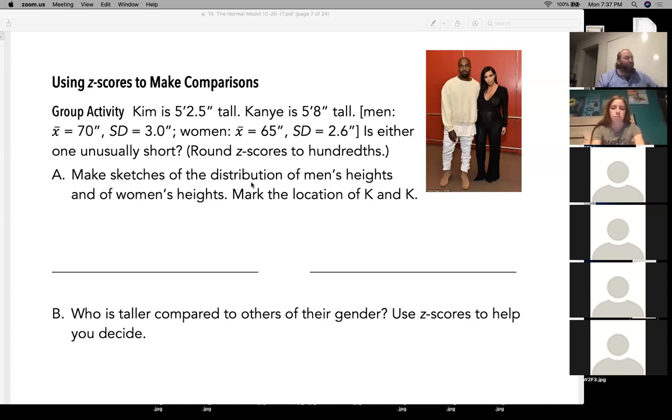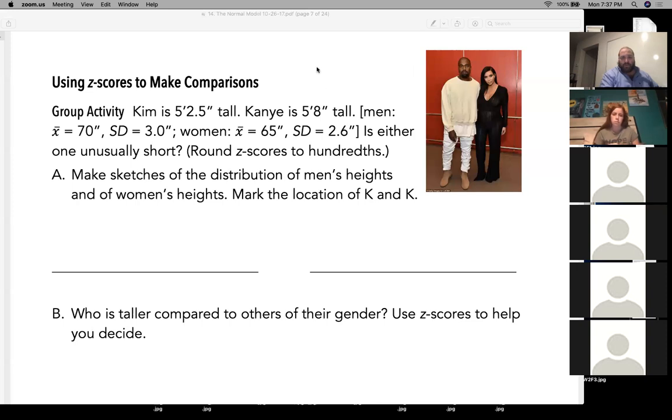So, which one of those two, if either, is unusually short? What we need to do is compute their z-scores and see if either one of them is under 2 deviations below the mean. If someone is outside 2 deviations, below the mean or above the mean, we call it unusual. Almost all is 3 deviations, but unusual is 2 deviations. So let's compute their z-scores.